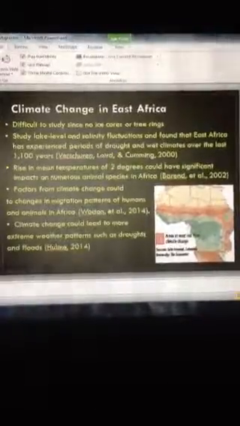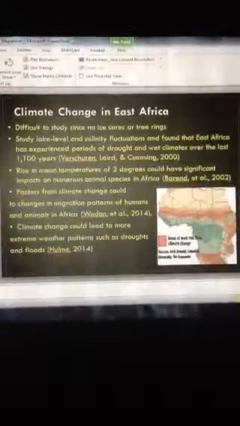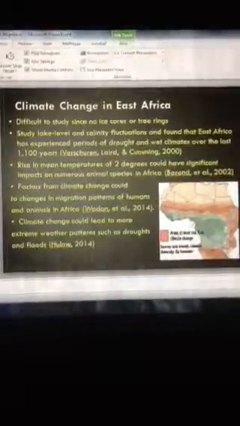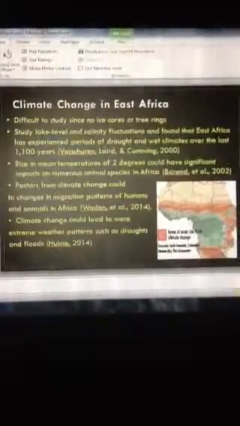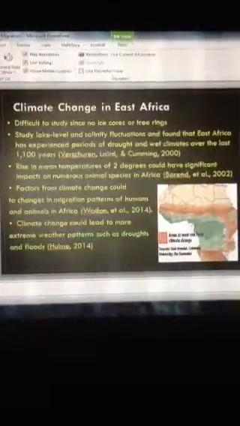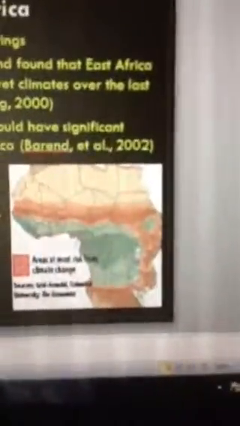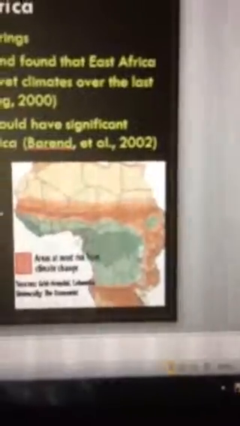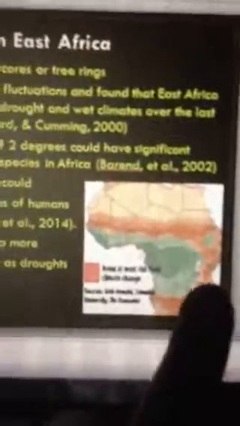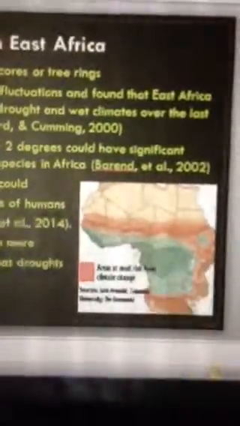If there is a rise in mean temperature of 2 degrees, this can have significant impacts on numerous animal species in Africa, including the wildebeest. These factors could dramatically impact migration routes, and as seen in this map, where the wildebeest migrate is an area of most concern, which would be right around there.